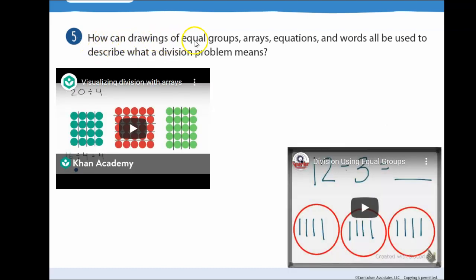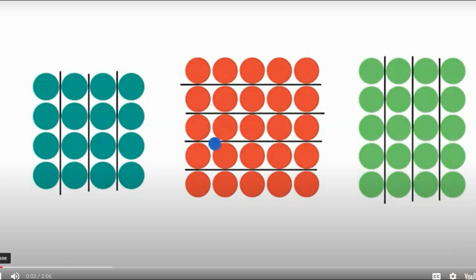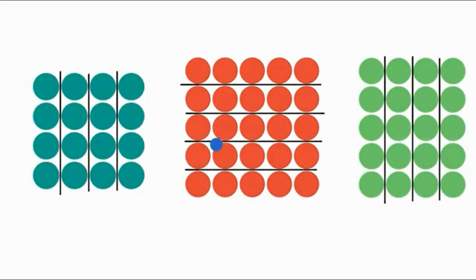How can drawings of equal groups or arrays, equations, and words all be used to describe what a division problem means? Well, let me show you. We have 3 different pictures here, and my question to get us warmed up is which of these could represent 20 divided by 4? Pause this video and see if you can figure that out.